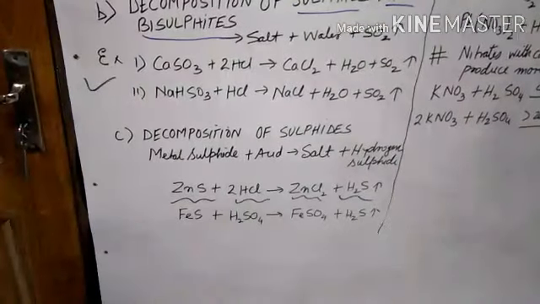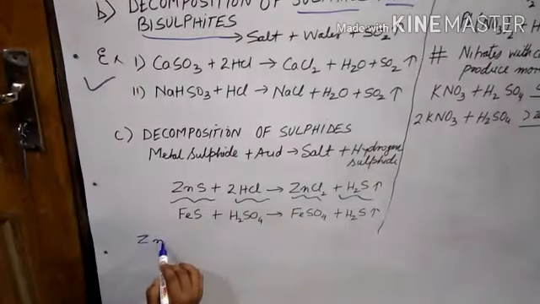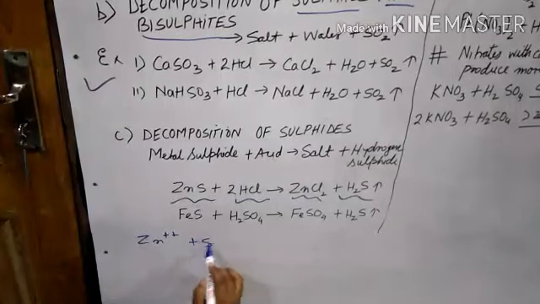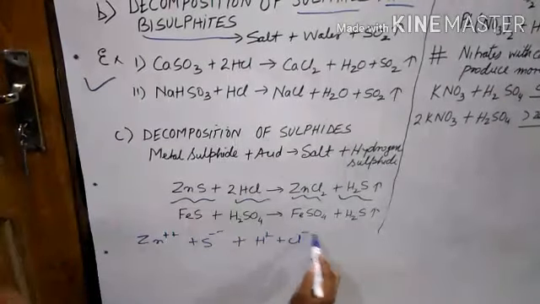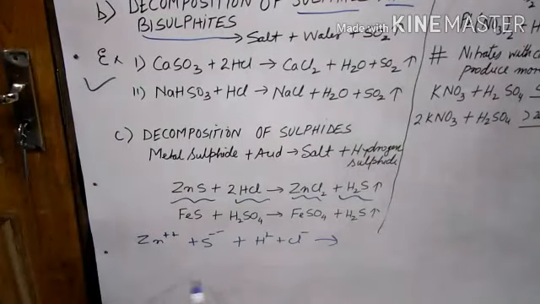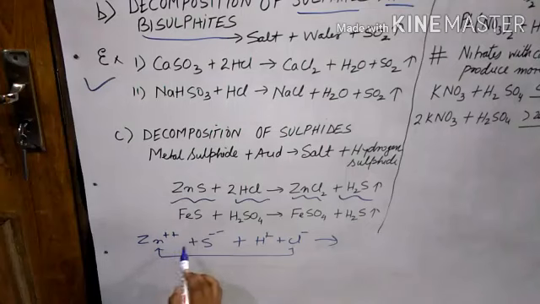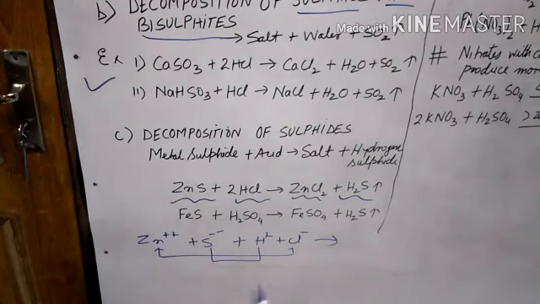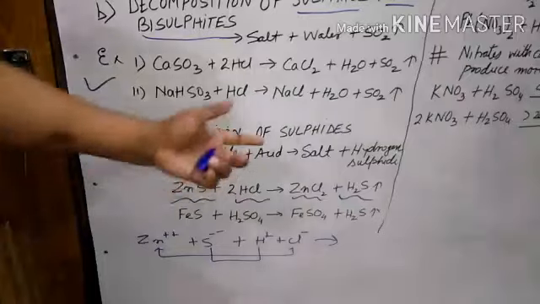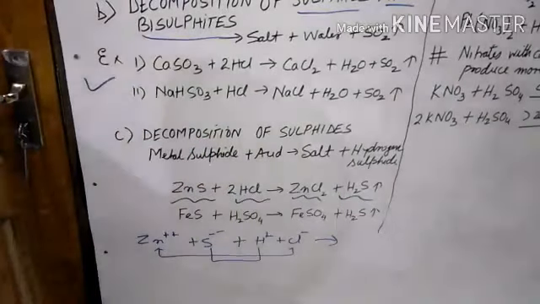This is also a very good example of a double decomposition reaction, because if you see Zn++, S--, H+, Cl-, an exchange of radicals is taking place. Zn combines with Cl to form ZnCl2, and H and S combine to form H2S. So this is also an exchange of radicals, a double decomposition reaction. This is the decomposition of sulfides.